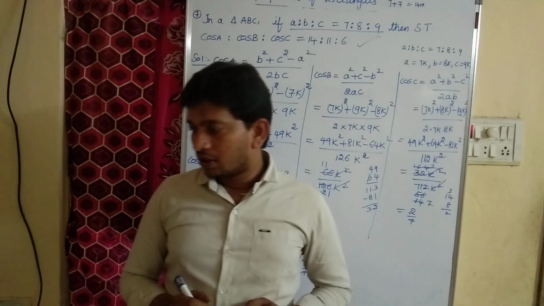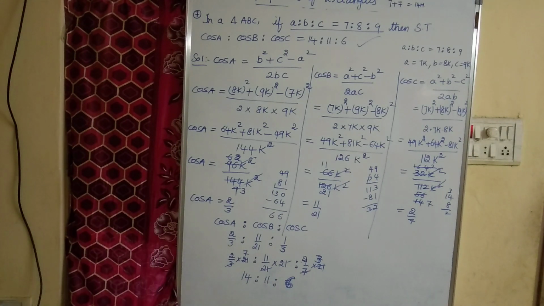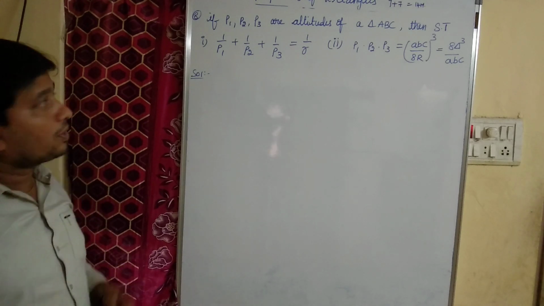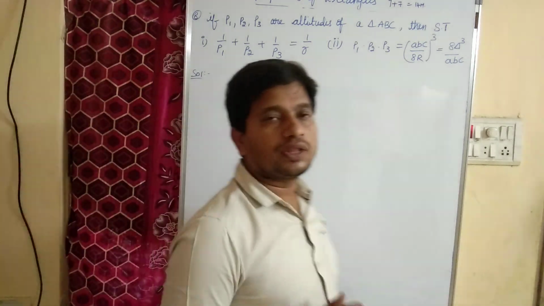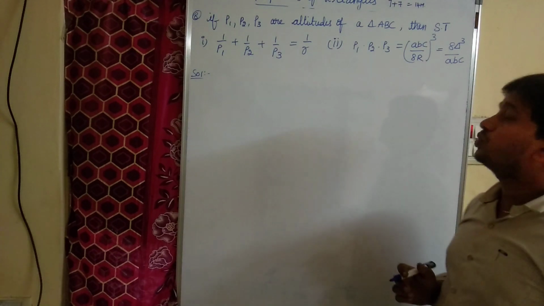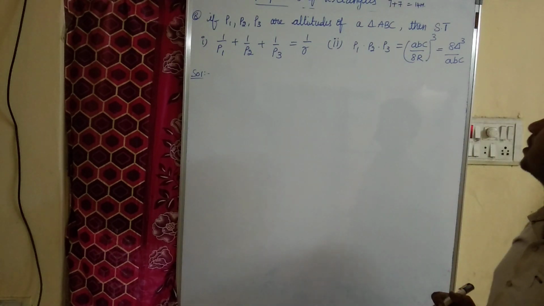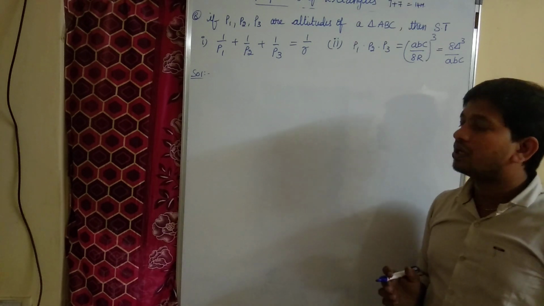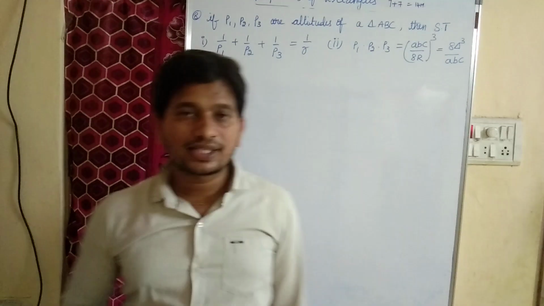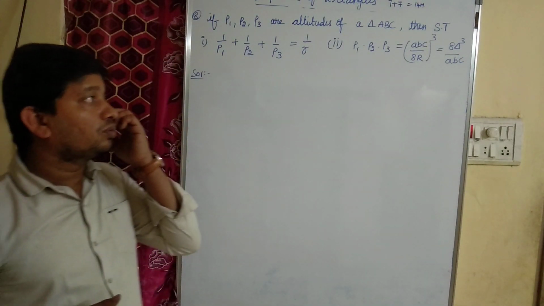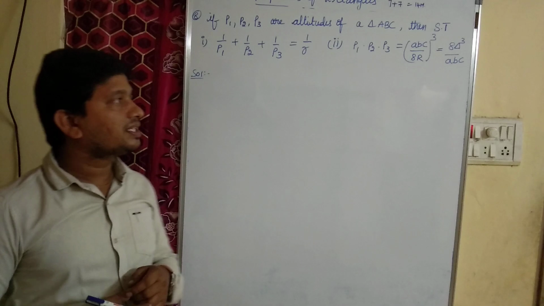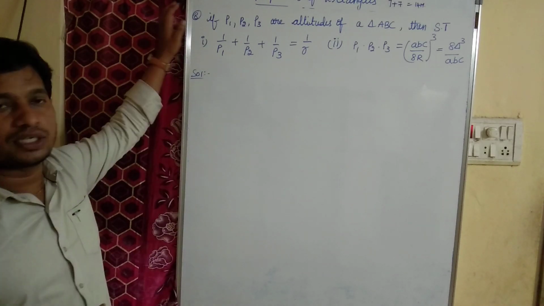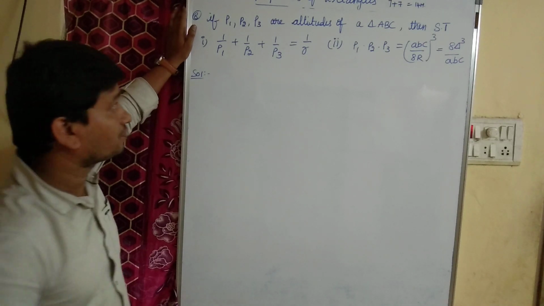Now coming to the last problem. If P1, P2, P3 are altitudes of a triangle ABC, then show that 1 by P1 plus 1 by P2 plus 1 by P3 equal to 1 by R. And the second problem is P1 into P2 into P3 equal to (ABC by 8R) whole cube, or else 8 delta cube by ABC.